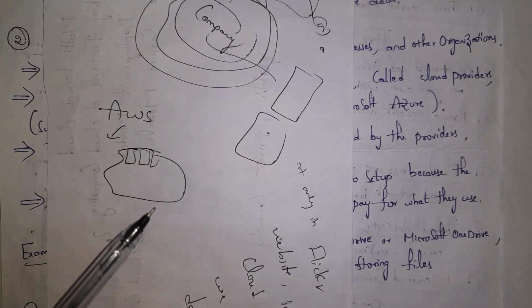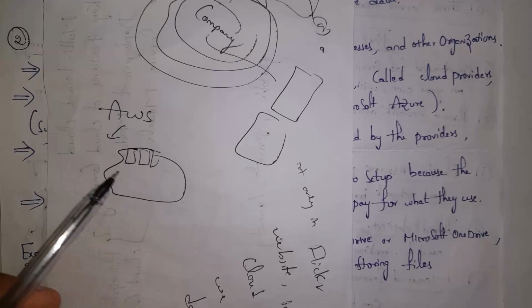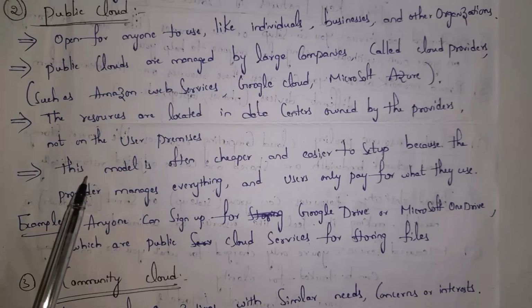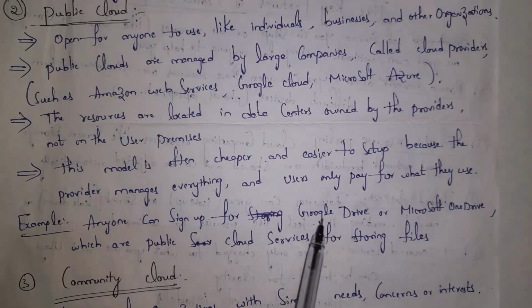Guys, normally if you purchase any server, then you need to install an operating system on that server. You need to configure the server. Everything must be handled by you. But if you rent a server in the cloud, there is no need to do any setup, because cloud providers will configure the server and give it to you. So public clouds are cheaper and easy to set up because cloud providers manage everything. And only for how much we use, we need to pay money. For example, Google Drive is a public cloud, because anyone can upload files to Google Drive and anyone can use it.